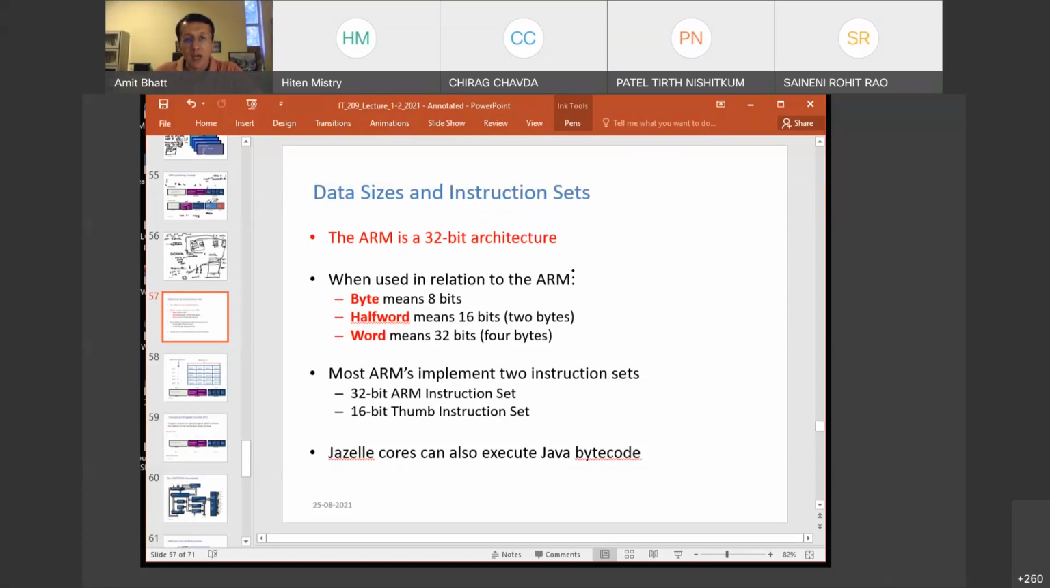Now, in relation to ARM architecture, a byte means 8 bits, which is universally true, whether it is ARM or anything else. Half word means 16 bits, since it's a 32-bit architecture. But if this were a 64-bit architecture, then half word would mean 32 bits. Anyway, for our purpose, half word would always mean 2 bytes or 16 bits. And word means 32 bits or 4 bytes put together.